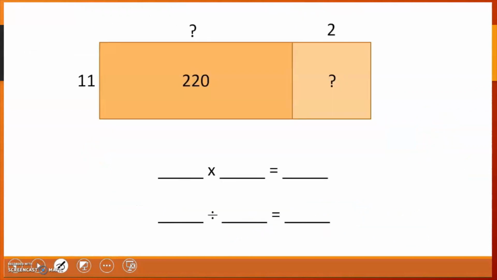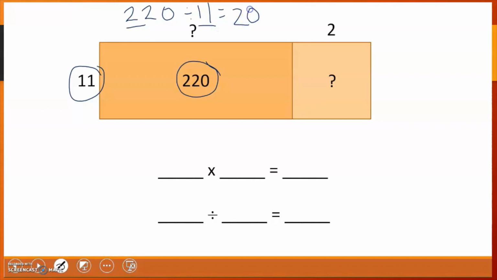Let's look at another problem. We have some missing parts to our area model here. We're going to start up here. We have 220 and 11. To find the question mark, we're going to divide those two numbers. 220 divided by 11. 22 divided by 11 is 2, and then we annex the 0, giving us 20. This part equals 20.